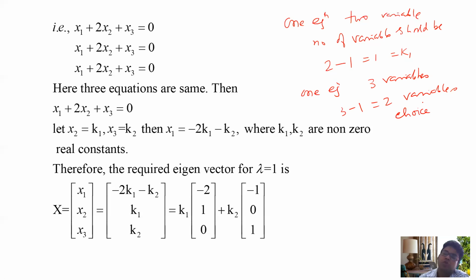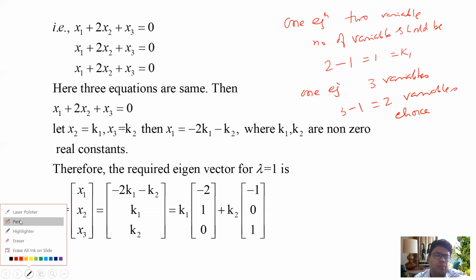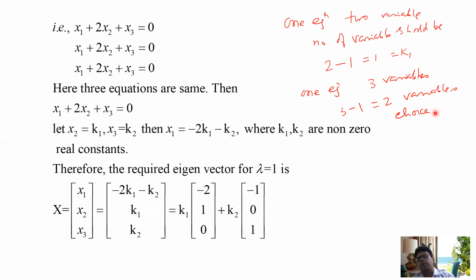You have to choose 2 variables. These 2 variables depend totally on your own choice. So that's why I'm taking x2 equals k1 and x3 equals k2. Clear or not? For this reason, one equation and 3 variables, that is 3 minus 1, that is 2 variables should be chosen. Suppose you have a question: can I consider x1, x2? Yes, why not? Can I choose x1, x3? Yes, you can, no problem.